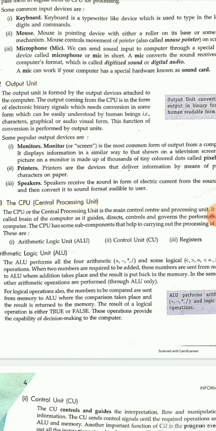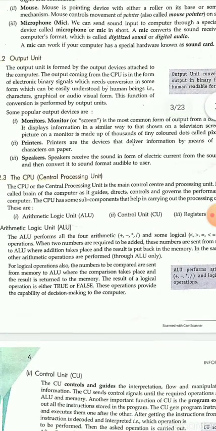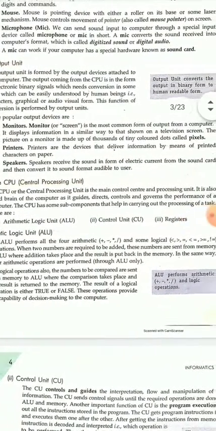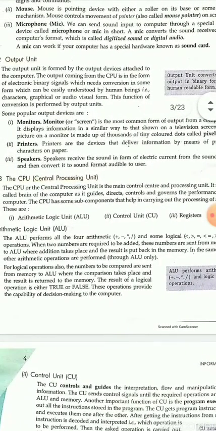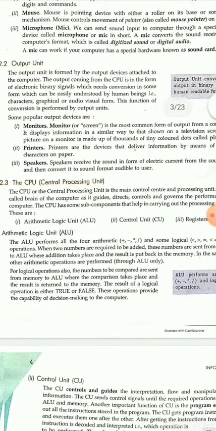ALU, arithmetical logical unit, performs all four basic arithmetical calculations like addition, subtraction, multiplication and division, and some other logical operations like greater than, smaller, equal to, not equal to, greater than or equal to, less than or equal to, etc. When two numbers are required to be added, these numbers are sent from memory to ALU, where addition takes place and the result is put back to the memory. So ALU is responsible for performing arithmetical operations as well as logical operations.